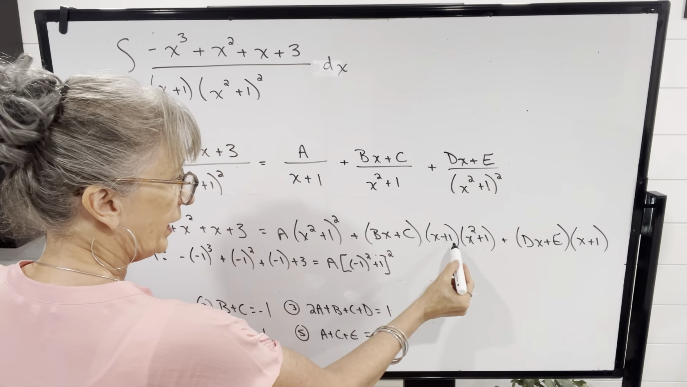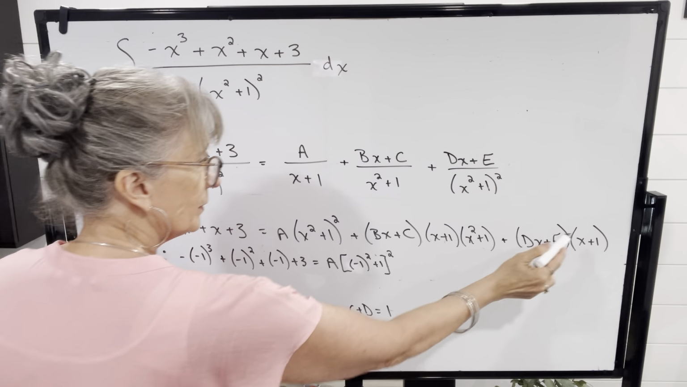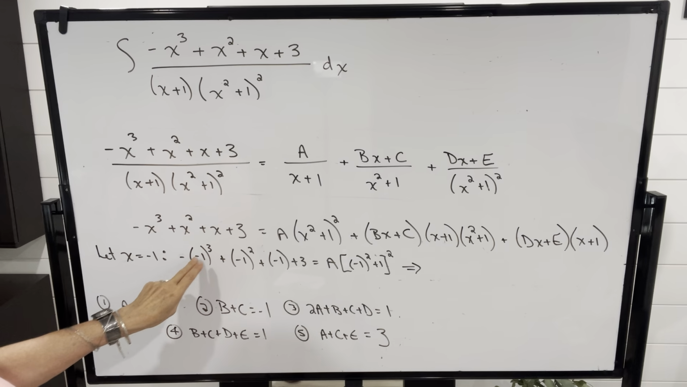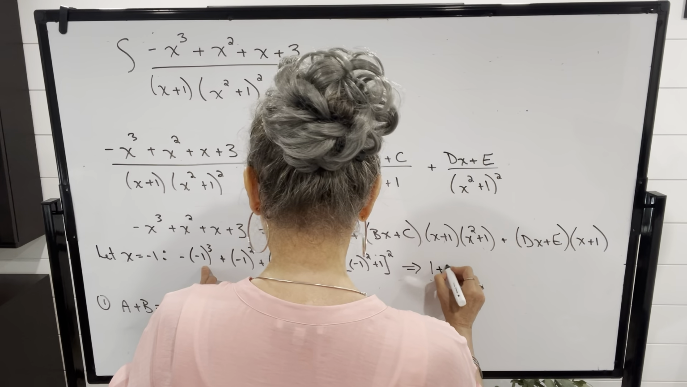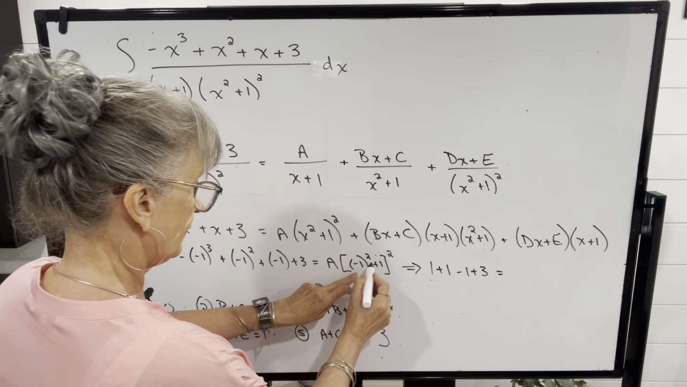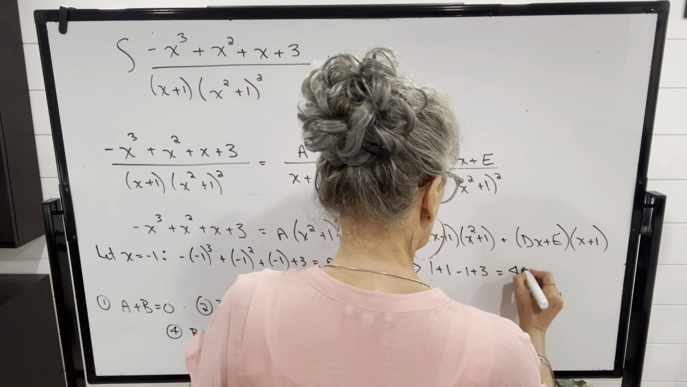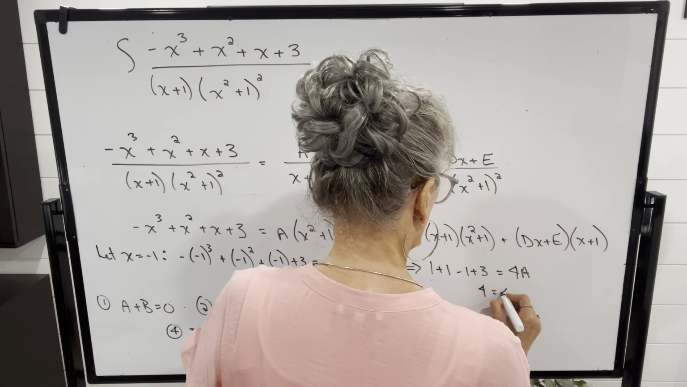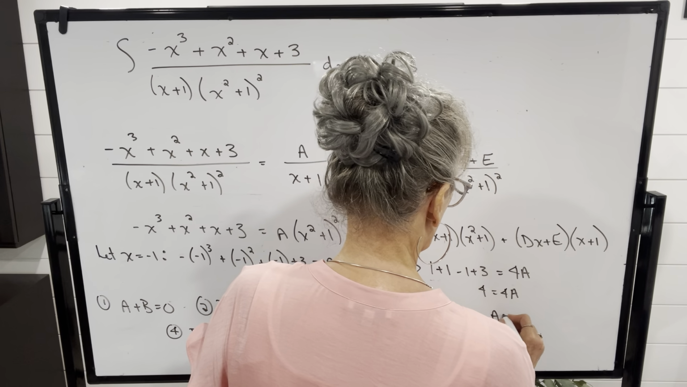And then when x is negative 1, that term is 0 and that term is 0. So that's going to be 1 plus 1 minus 1 plus 3 equals 2 squared, so 4a. 4 equals 4a, so a is equal to 1.